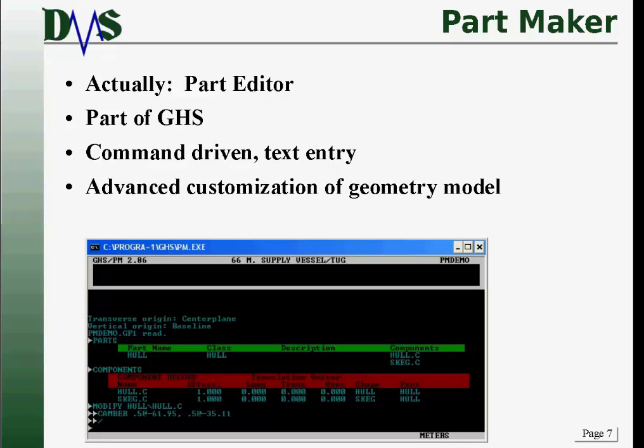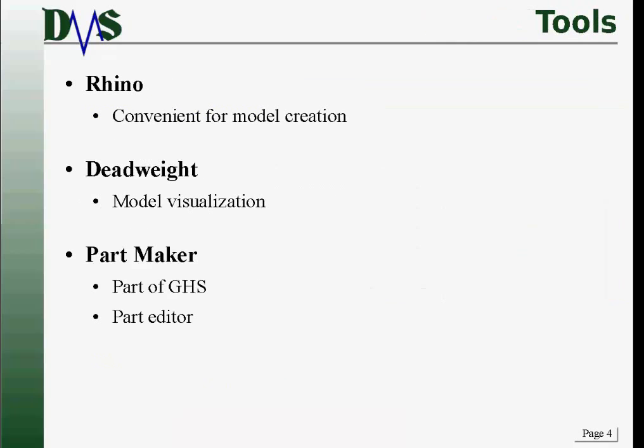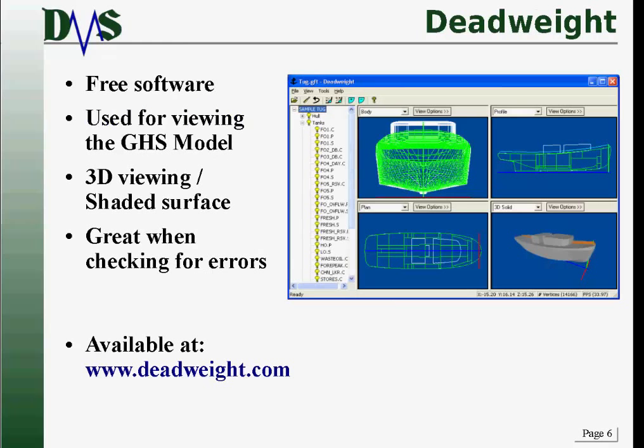Now, if you were to ask me which one of these three tools you should use, I would really say that you should use all three of these tools: Rhino, Deadweight, and Part Maker. If you can afford the budget, get comfortable using all three of them. If you're on a tighter budget, certainly download Deadweight, and Part Maker is of course included in your purchase of GHS. So certainly though, an efficient GHS use will involve all three of these tools working together. And we'll go into a little bit more detail later about how to use each one of these.